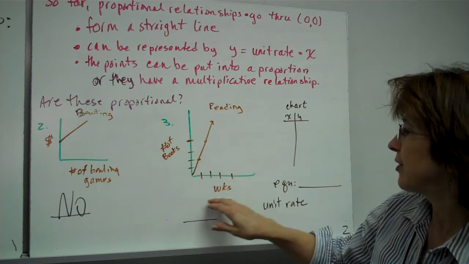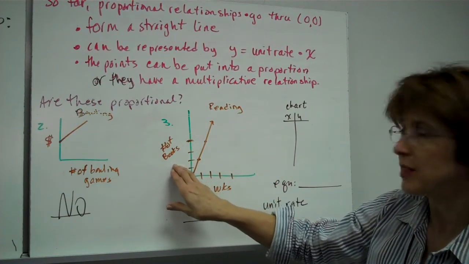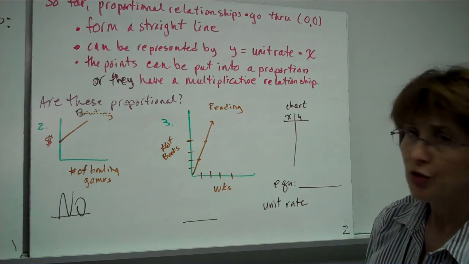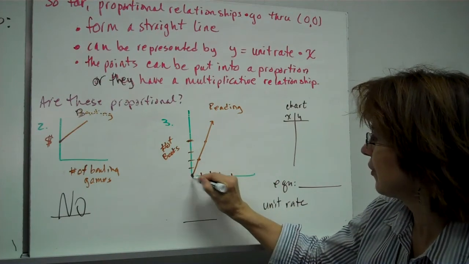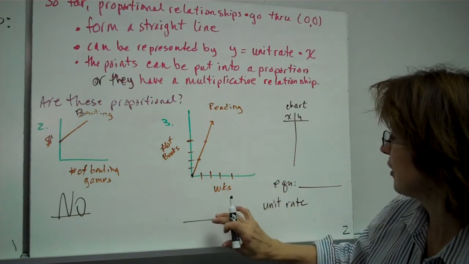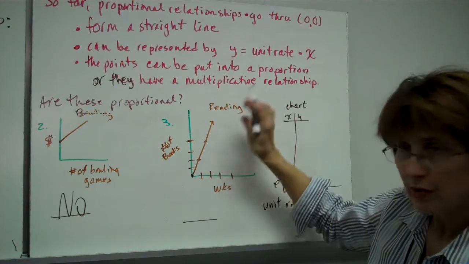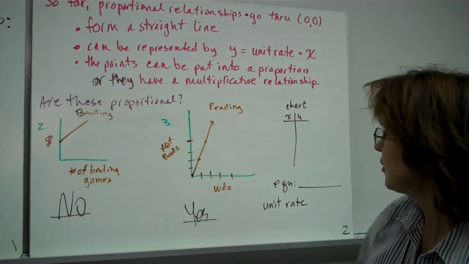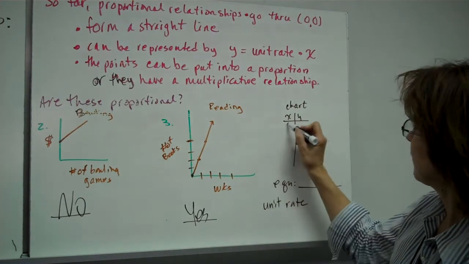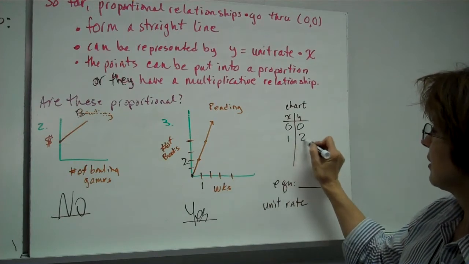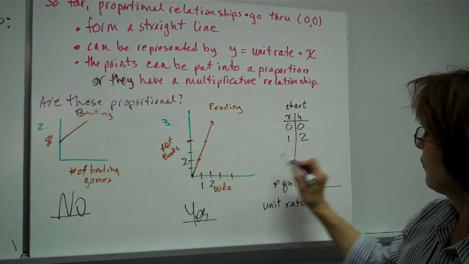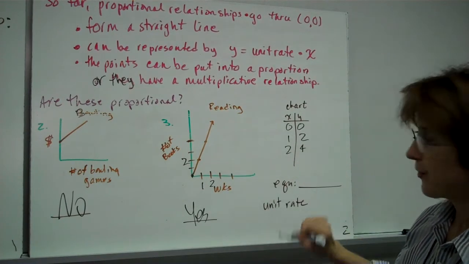Okay, supposing you read a certain number of books over a certain number of weeks. Here's your graph of that. Is that proportional? Well, it goes through 0, 0. That actually is supposed to be right at 0, 0. It's very hard to write graphs on this whiteboard. And it looks like it's a straight line. So yes, it is. So let's go ahead and chart it up. We do have 0, 0. If in 1 week we've read 2 books, it looks like after 2 weeks we've read 4 books. Okay, so there it is.